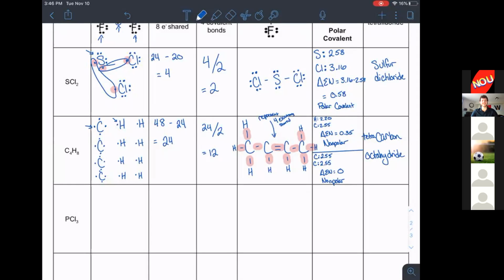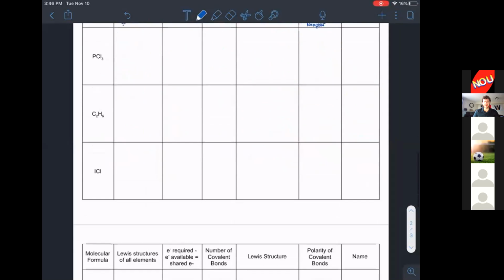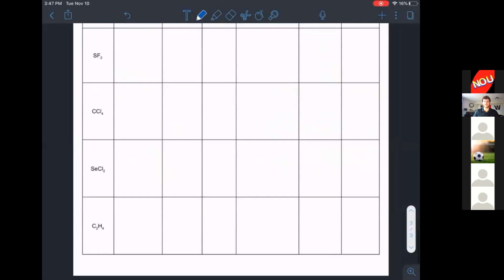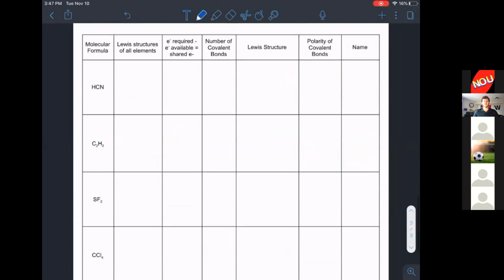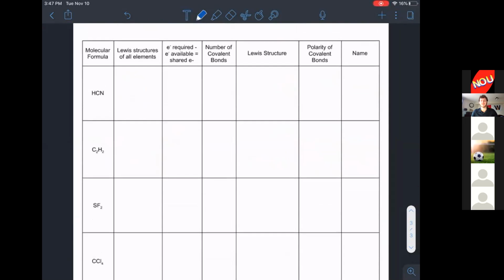Are there any questions on either of the two problems we've gone through together? All right, so there are a lot more. So 3, and then I believe there's 6 on this page for a total of 9 more practice problems for you guys to work on with drawing, polarity, and naming.